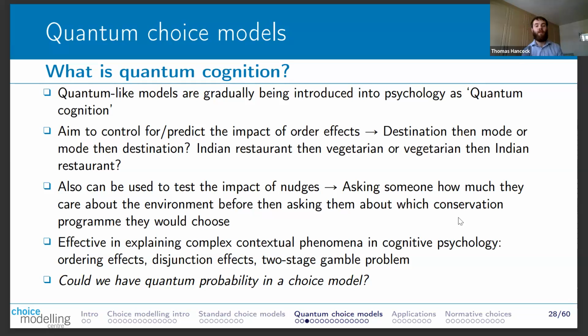Another example might be, do you choose to go to an Indian restaurant and then a vegetarian option, or are you maybe a vegetarian, so you then think Indian restaurants are more likely to have foods that you're going to like. So we can use this to test the impact of nudges. For example, asking someone how much you care about the environment before they make a choice about which conservation program they would choose. And this new idea of quantum cognition has been very effective within cognitive psychology. So we thought we could try and introduce quantum probability in a choice model.